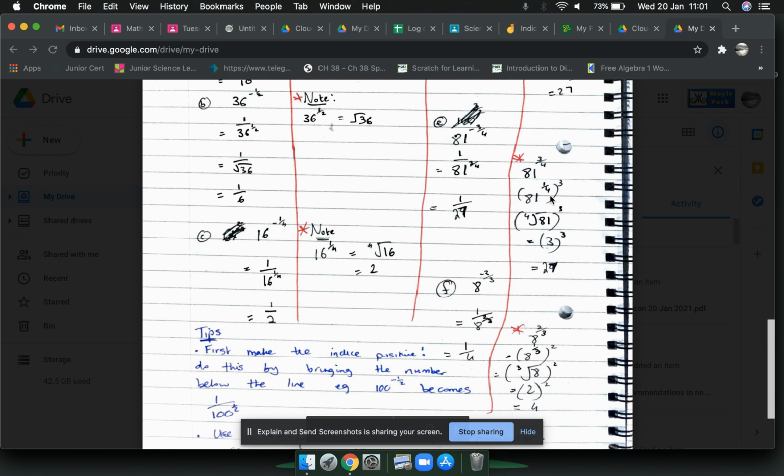Again, the rule of indices is that if I have an indice, a bracket, and an indice, I multiply those indices together. 81 to the power of a quarter is the same as the fourth root of 81, cubed. Now we need to think of what number multiplied by itself, multiplied by itself, multiplied by itself gives us 81, and the answer is 3. So in other words, the fourth root of 81, as I said, is 3. And then we want to cube the 3, and we get 27.